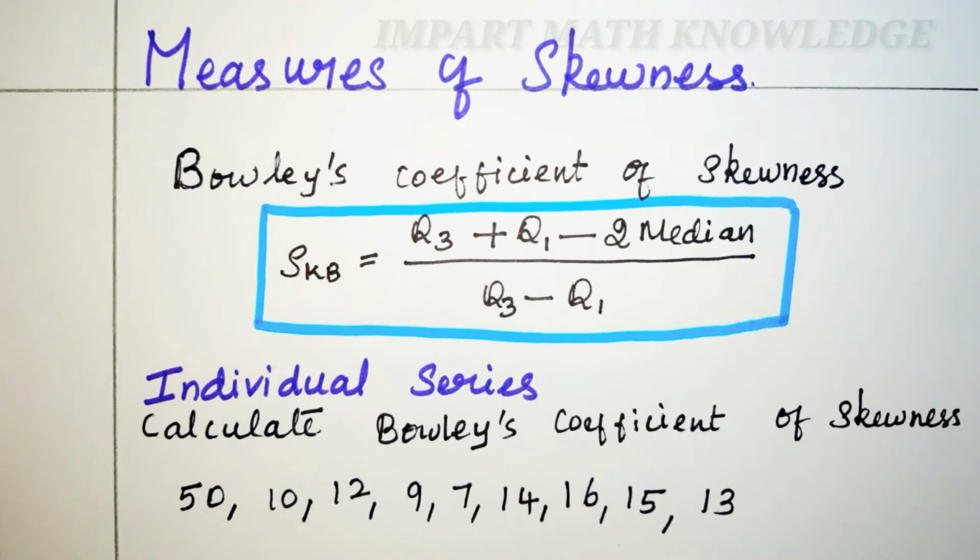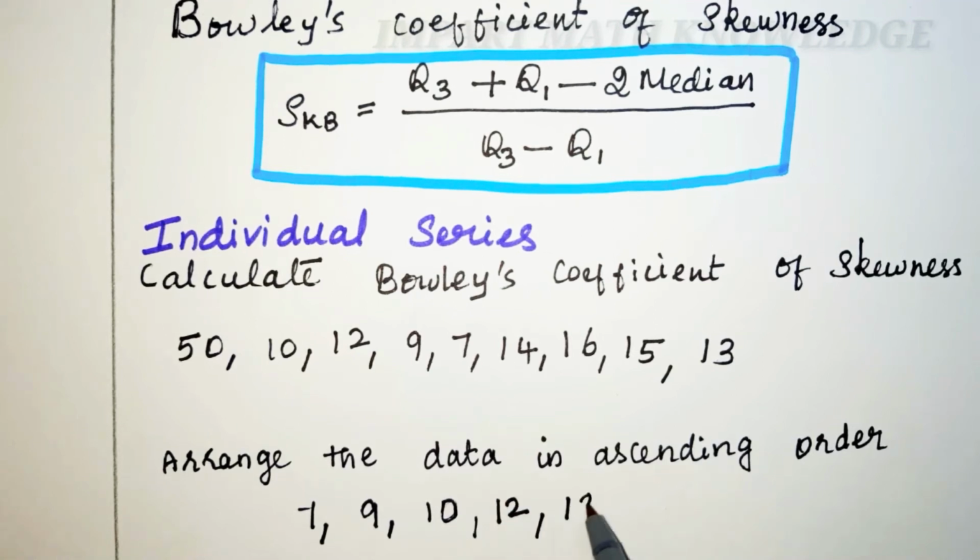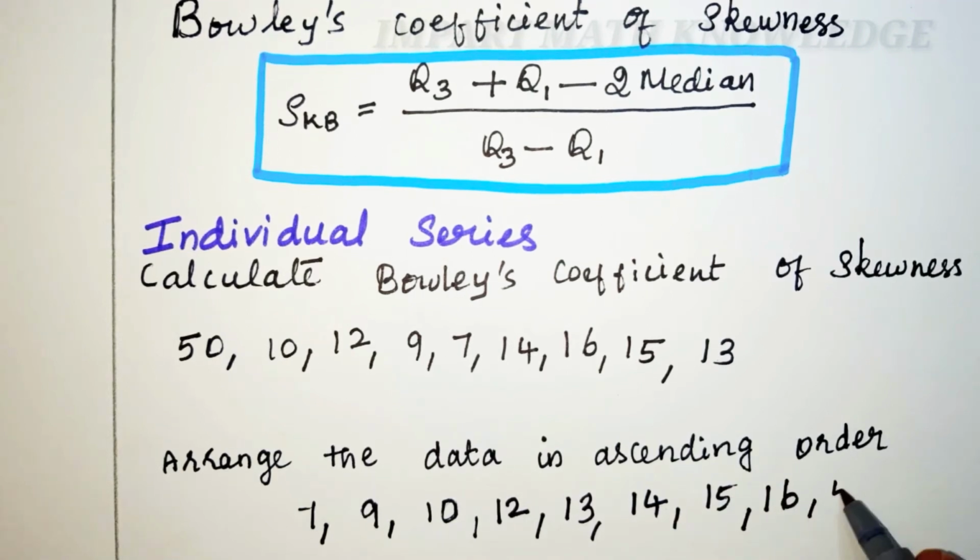First one, individual series. We have to calculate Bowley's coefficient of skewness. For finding quartiles and median, we have to arrange the given data in ascending order: 7, 9, 10, 12, 13, 14, 15, 16, 50.